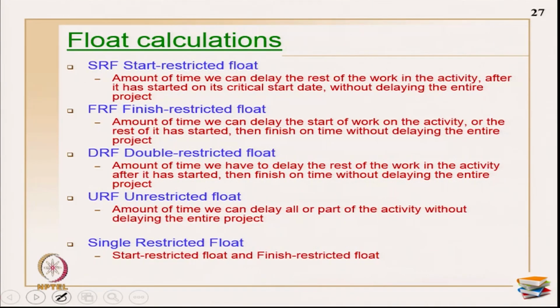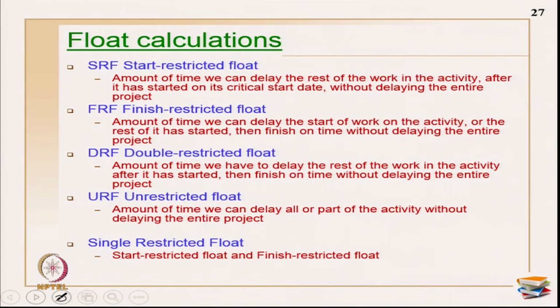Okay. So, now there is another group of researchers who have also worked on interruptible activity execution. The method of calculation is different, but the answers you will get are almost the same. They have used float formulas only for the activity, there are no relationships worked out, and they have defined the floats in a different way. One is called start restricted float, defined as SRF, the next is finish restricted float, FRF, the next is double restricted float, DRF, and the next is unrestricted float, URF, and then they also have something called single restricted float.